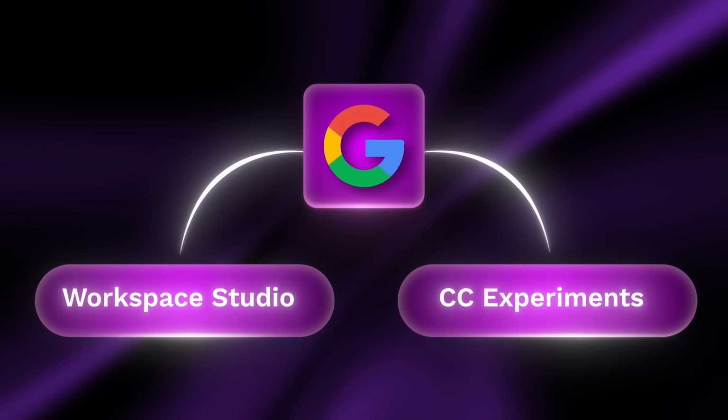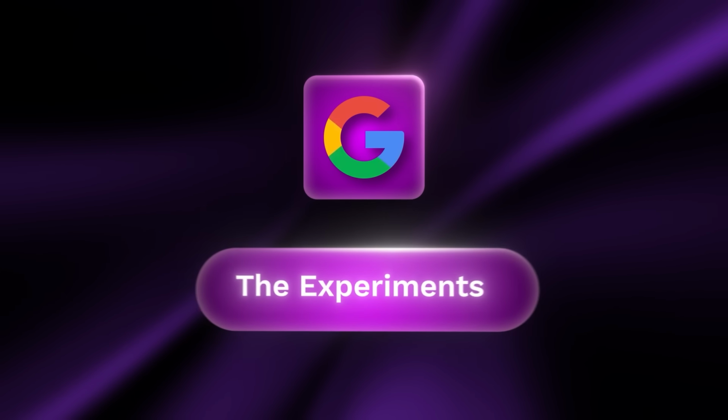The idea is great, but it's still behind a waitlist and only works on a personal Gmail account rather than a Workspace one. So for now, it's more promising than actually useful. Those tools are the practical end of Google's AI, and now we hit the opposite end, the experiments.